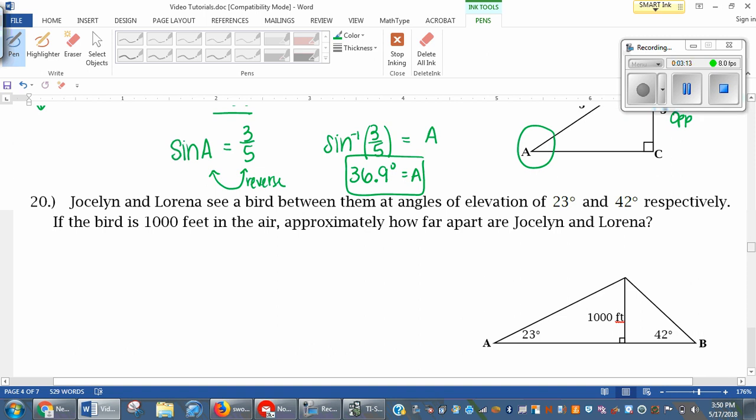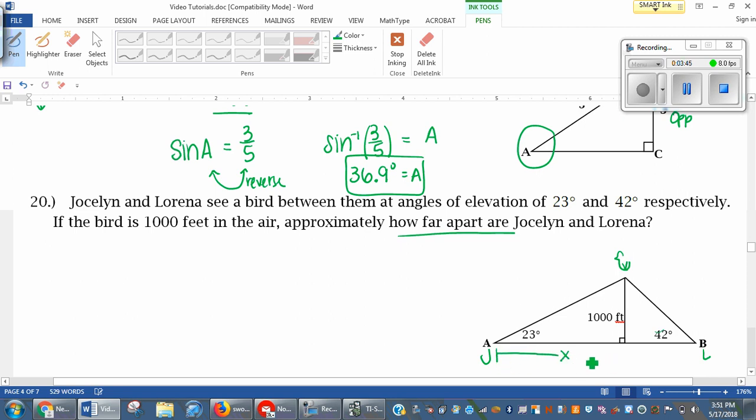Last one is talking about Jocelyn and Lorena. They see a bird between them. So here's the bird up in the sky. Angles of elevation. The nice thing is this picture is already labeled for you. So they want to know how far apart are Jocelyn and Lorena. So we'll say Jocelyn is at A, Lorena is at B. We want to know these two distances.